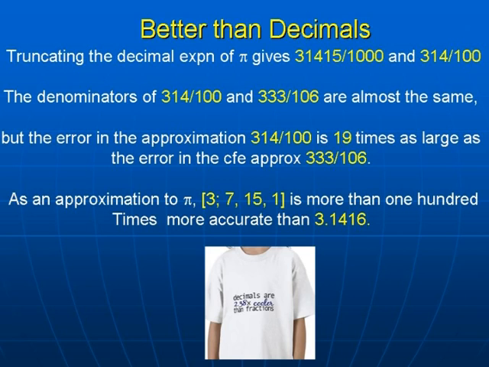Here's the continued fraction approximation, cut at the same number of places. They look almost the same. The denominators are not very different, but the error in the decimal representation is about 19 times bigger than what you get from the continued fraction expansion.